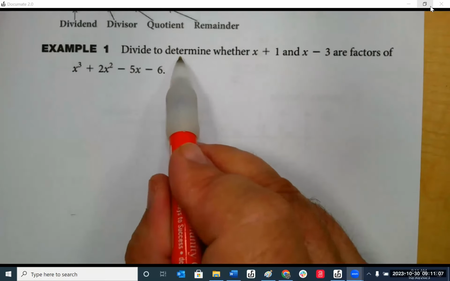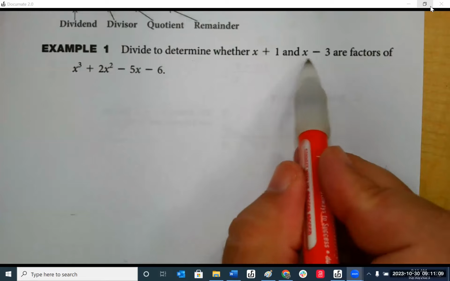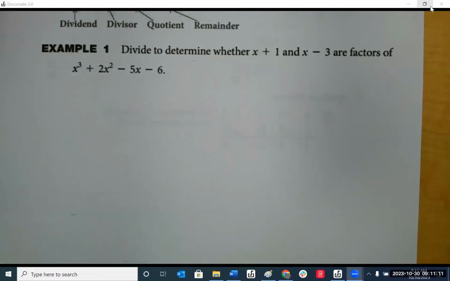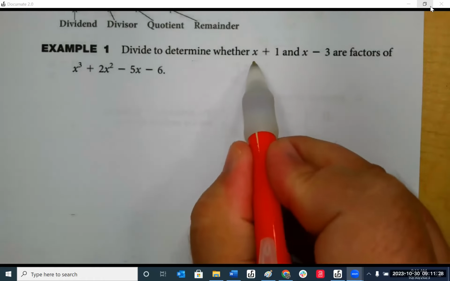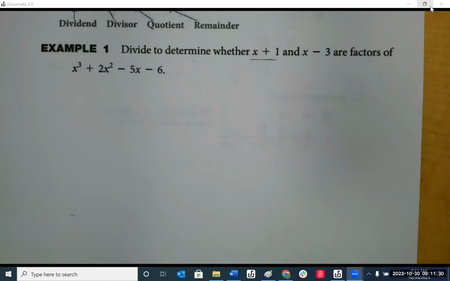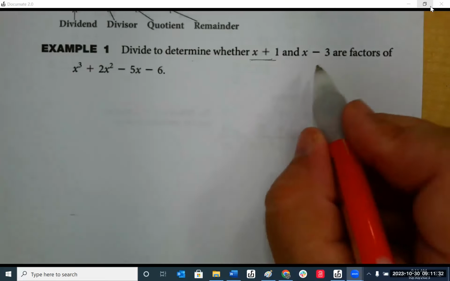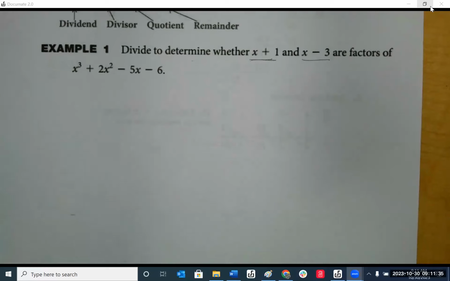Divide to determine whether x plus 1 and x minus 3 are factors of this. I know that the synthetic division is much faster, but you have to know how to use long division as well. So let's do this one both ways, so we see if we get the same answer. And then we could do synthetic division for this one. Once I'm sure you know how to use long division, then we'll use synthetic division from here on out.